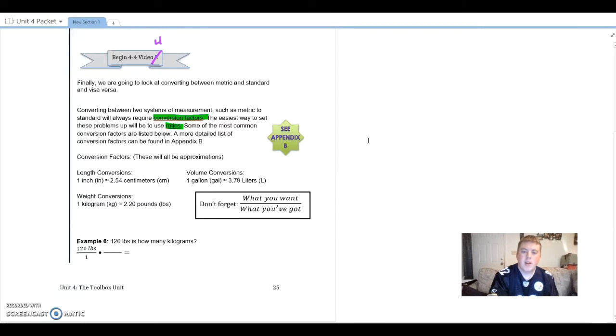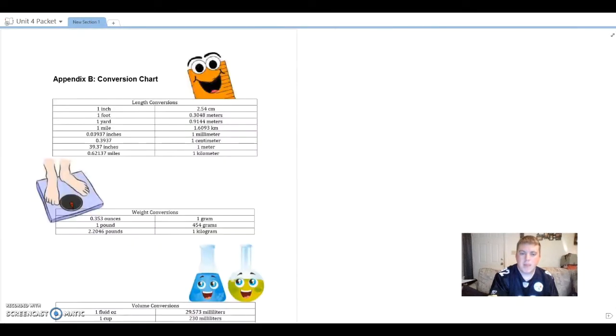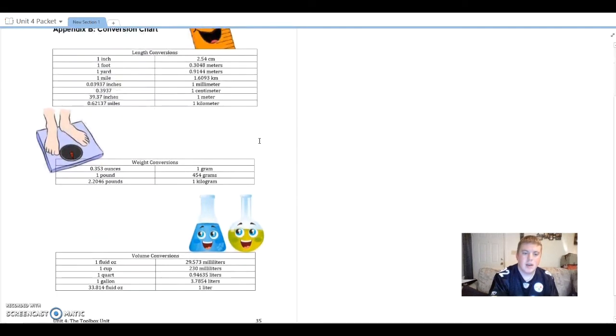But if you go to the very back of your packet and go to Appendix B, we have a conversion chart that has more of these in detail. Now you'll notice that these do carry out the decimal places a little bit further. We're only going to require that you look at 2 decimal places. So even though it may list it out further, like for example 0.3048 meters, you can just go to 2 decimal places. And that is in your packet to help you out.